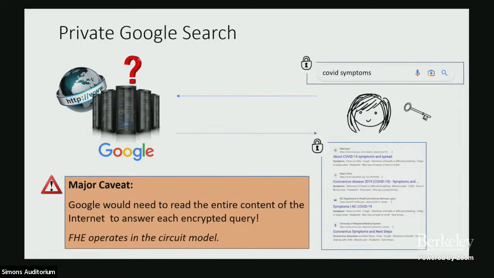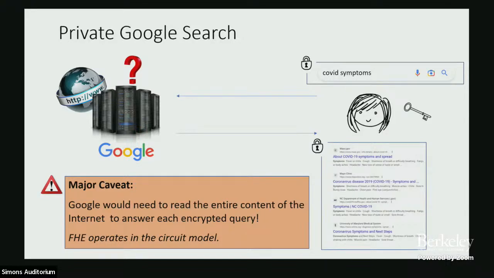And the reason that Google has to do this is because fully homomorphic encryption operates in the circuit model of computation. You take the computation, write it down as a circuit. And if you wanted to write down the circuit for Google search, that circuit would be as big as all the data it depends on, which is the entire internet. So it would contain the entire internet inside it.